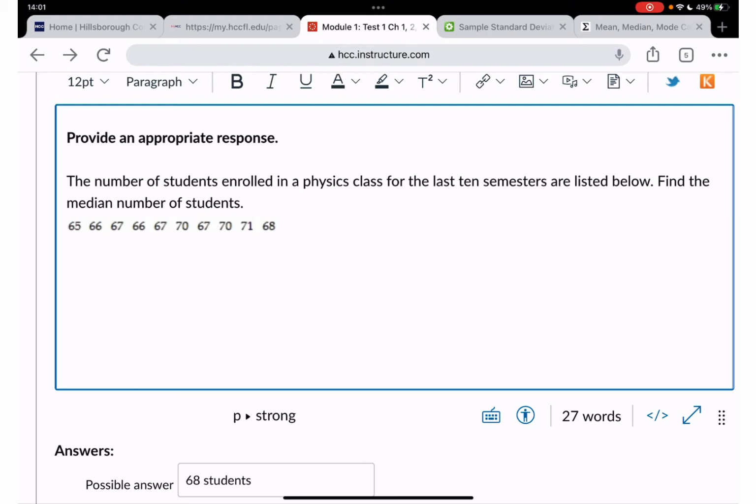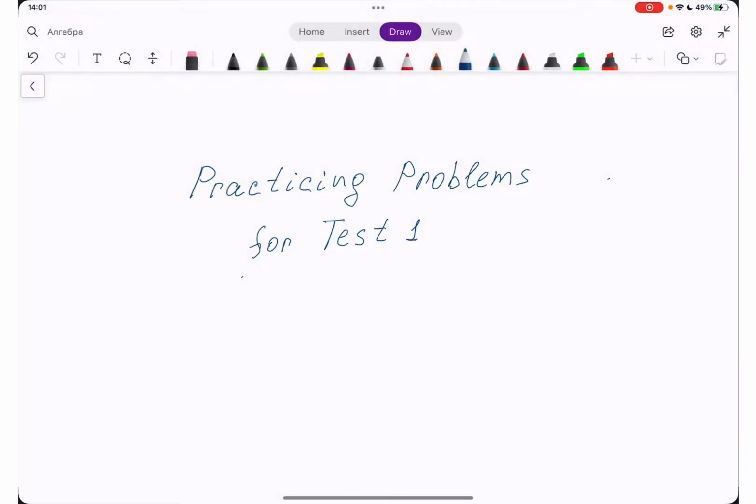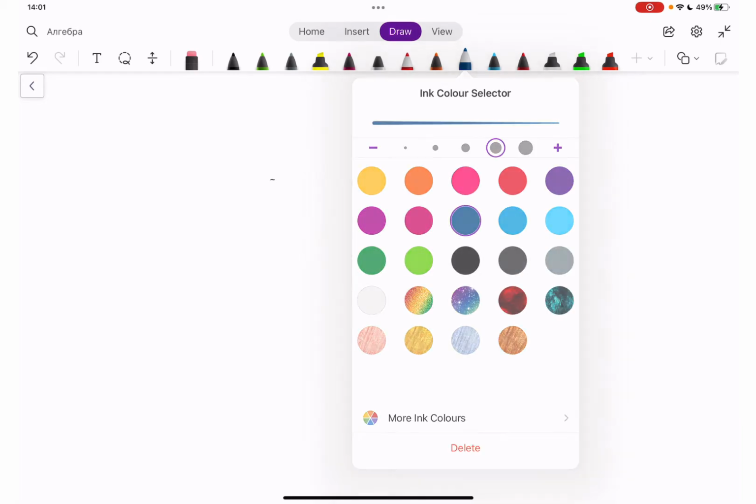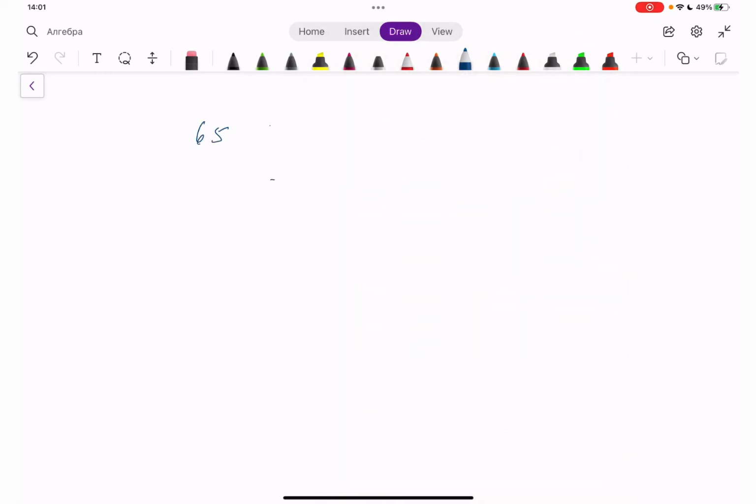So here is what I have. I took a picture of it, so now I'm going to write it down. 65, 66, 67, 66, 65, 66, 67, 66, 67, 70, 67, 70, 71, 68. Okay, let me count the total. 1, 2, 3, 4, 5, 6, 7, 8, 9, 10. Okay, 10 of them.